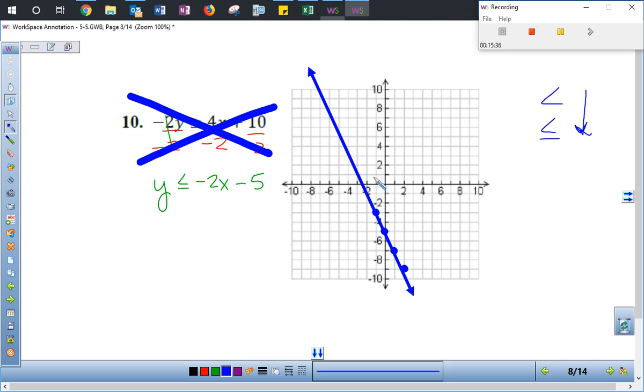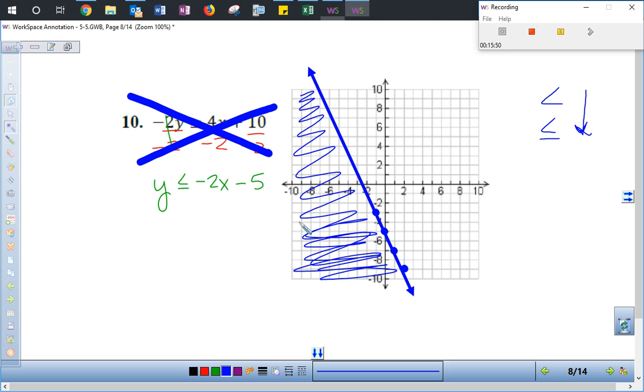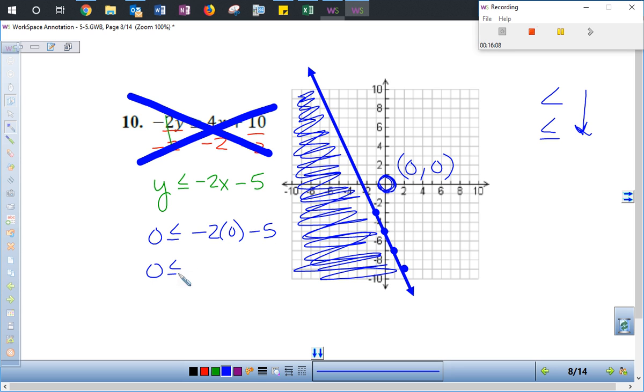So if you look, on one side it looks like the line is holding up the graph, and on the other side it kind of looks like the line is pushing down the graph. So here's where it's pushing down. This is below the graph. And again, you can always check that by picking the ordered pair of 0, 0. So if I pick the ordered pair of 0, 0, notice it's not on the same side as the shading. So if I substitute it in, it shouldn't work. It should be 0 less than or equal to negative 2 times 0 minus 5. 0 less than or equal to 0 minus 5. Is 0 less than or equal to negative 5? It's not, so we're right.